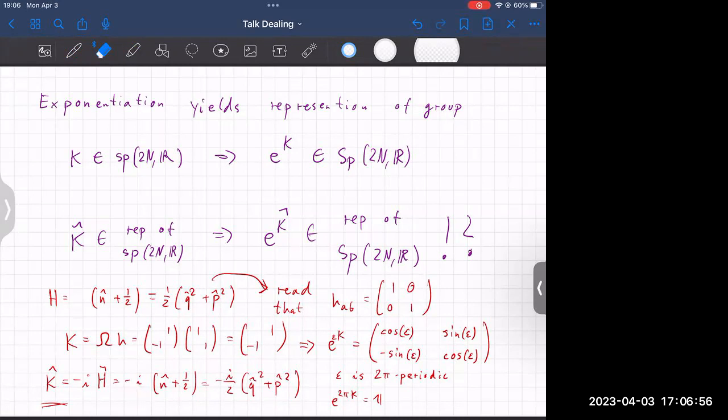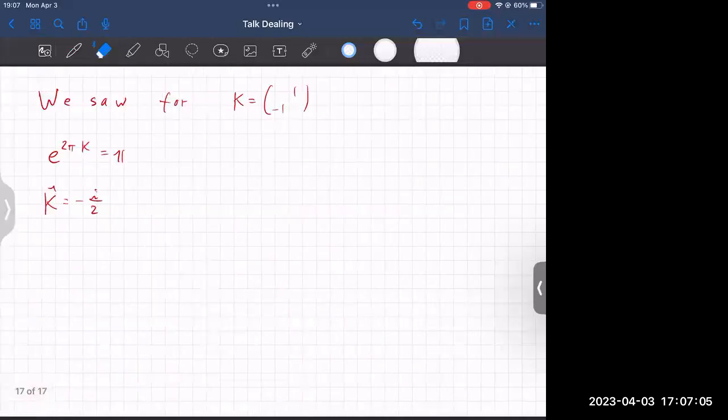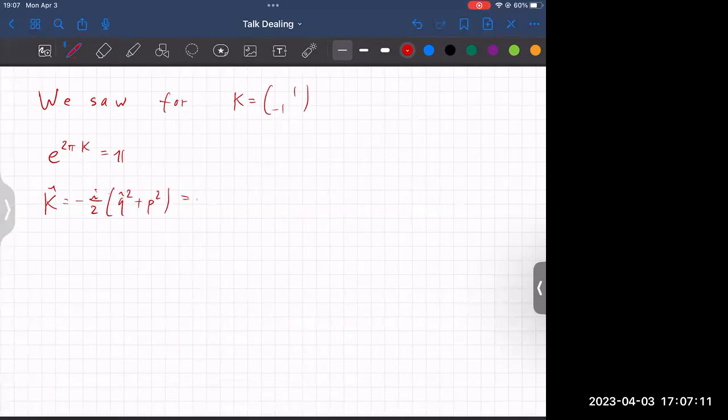Here is not a 1/2. No, the 1/2 only exists in front of the Q and P. So that means we can write this as Q squared plus P squared, or as minus i times n plus 1/2. So now let's have a look.